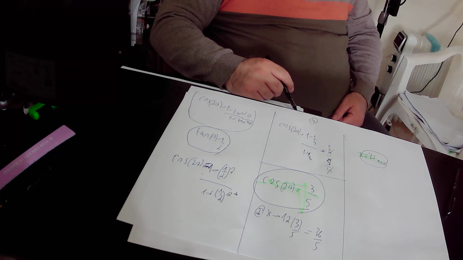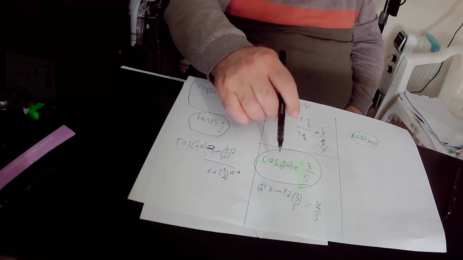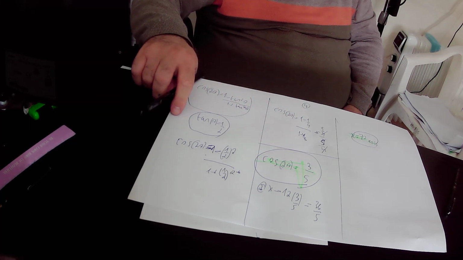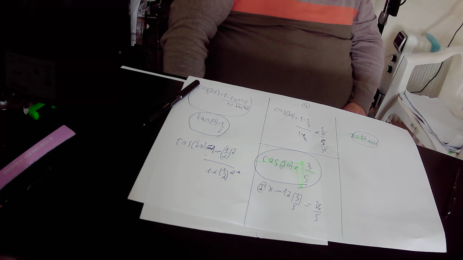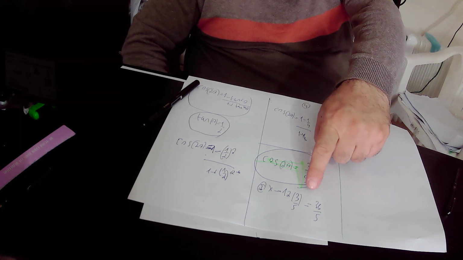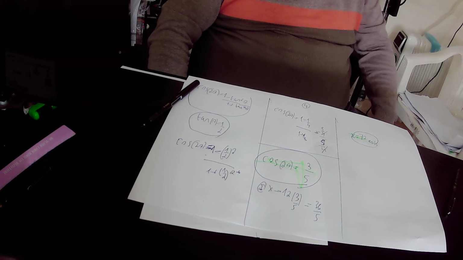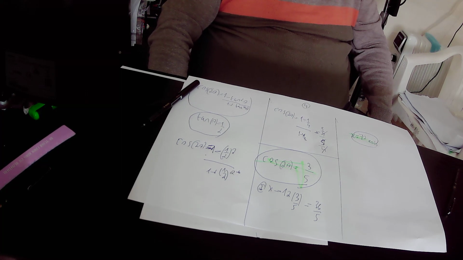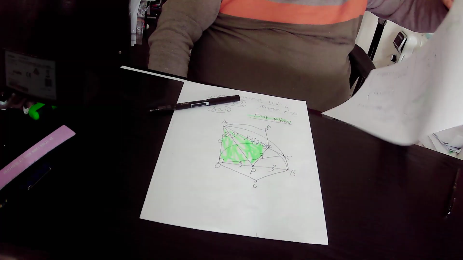So now that we know that cosine 2 theta equals 3 over 5, we can substitute it into equation number 1. According to equation number 1, x equals 12 times cosine 2 theta. We substitute cosine 2 theta by 3 over 5 and find that x equals 12 times 3 over 5. So x equals 36 over 5, which is 7.2 units. Okay, we finished with the first method.